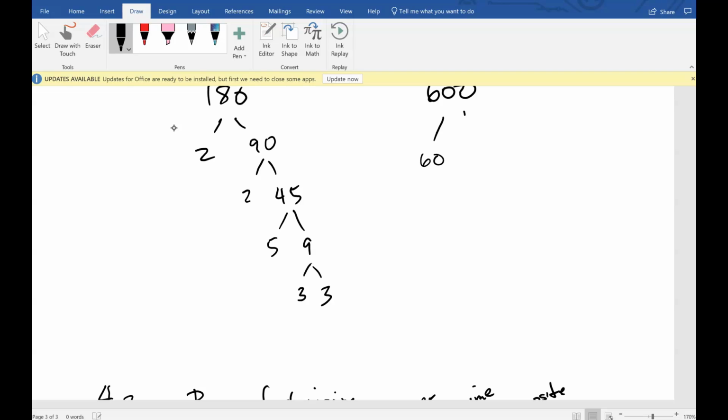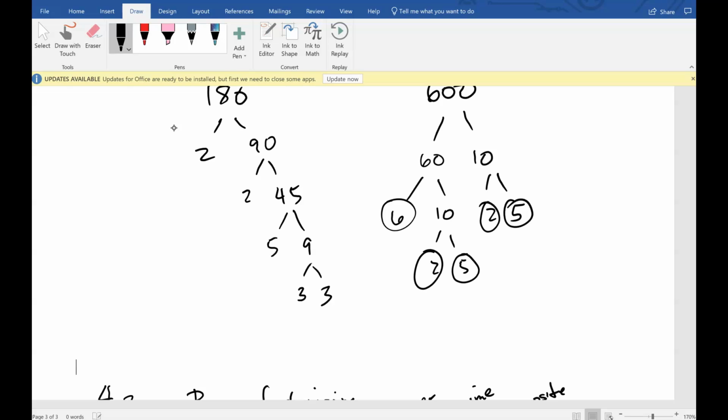I'm going to do 60 and 10. So 10 is 2 times 5, 60 is 6 times 10, and again 10 is 2 times 5. So rounding up all the prime numbers, we got 2 2s, 2 5s, and a 6. Oops, the 6 can be broken down into 2 times 3. So let's add another 2, and put a 3 in the mix, replacing the 6 with a 3 and a 2.